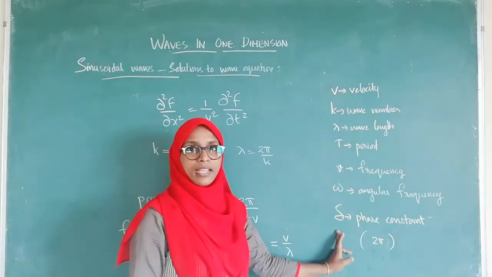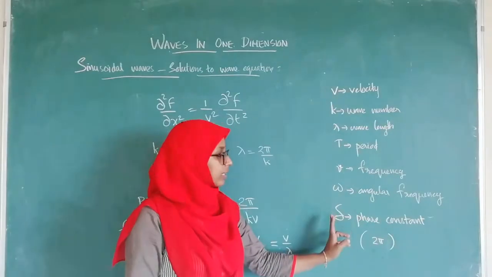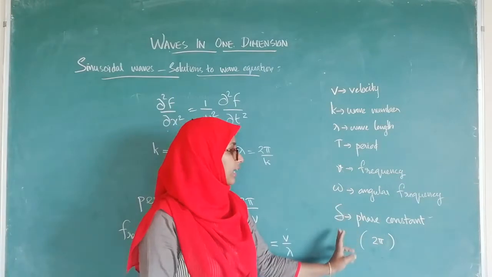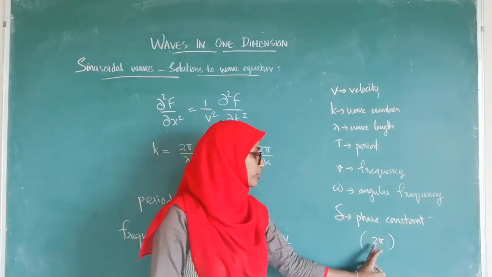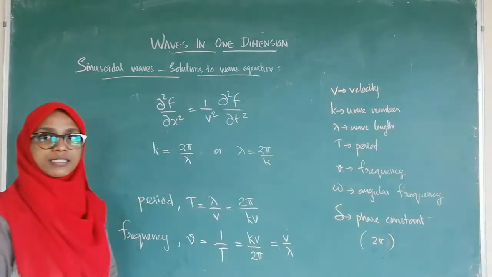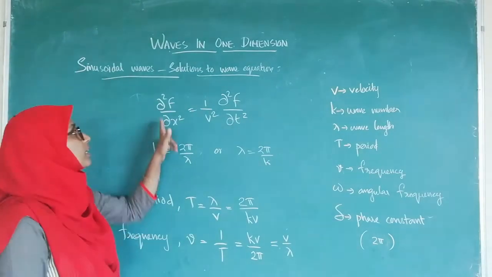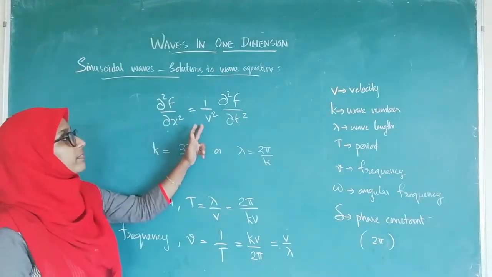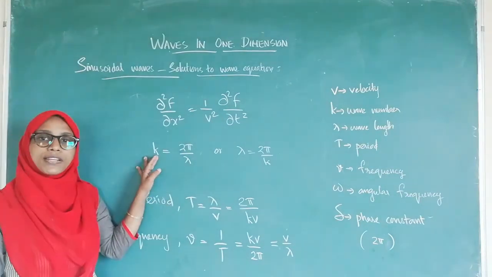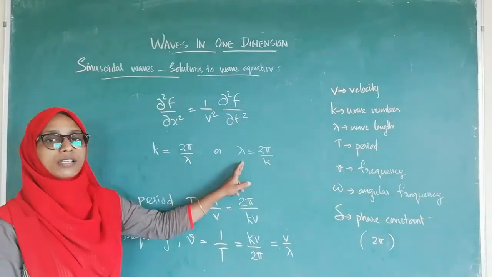If we add any integer multiple of 2 pi to this phase constant, the f of x, t will be invariant. That is, if we add any integer multiple of 2 pi to this delta, these equations will be invariant and not affected. Now, we can consider the solution representing the wave equation, del square f by del x square is equal to 1 by v square del square f by del t square. And the relation between the wave number and lambda, we already know: k is equal to 2 pi by lambda, or lambda is equal to 2 pi by k.